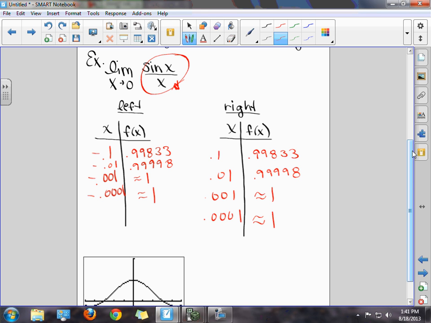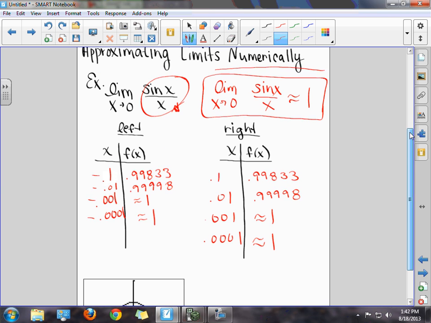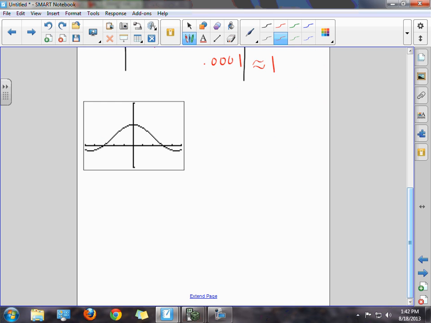This is the approximation. And so I could say up here that the limit as x approaches 0 of sine x over x is approximately 1. And I believe sometimes they'll ask you to show it numerically. So what we just did is to approximate it numerically. And then sometimes they'll ask you to approximate it graphically.